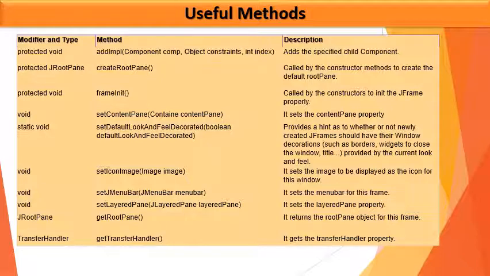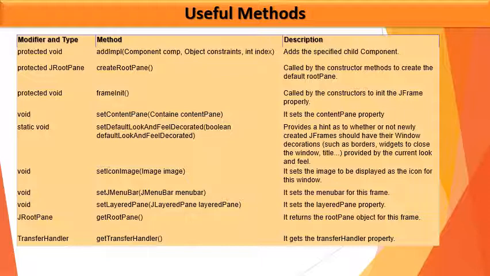Next is the setContentPane method. So this will set the contentPane property. Then setDefaultLookAndFeelDecorated, that is the boolean property. This has a description that it will provide a hint as to whether or not newly created JFrames should have their window decorations such as borders, widgets to close the window, title, etc. These are all provided by the current look and feel.